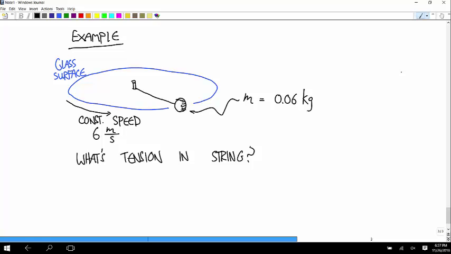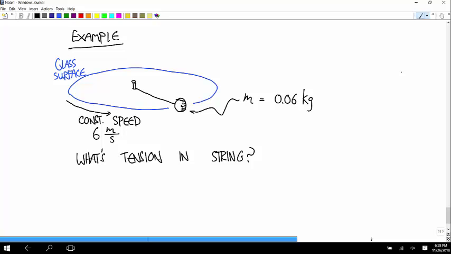So again, I don't know what kind of machine would have something like this going on, but if you have a device that needs this part doing this thing, then we need to know how strong that cable, that string, needs to be. We can do that by calculating what the tension is going to be and then choosing the thickness of the string based on that.